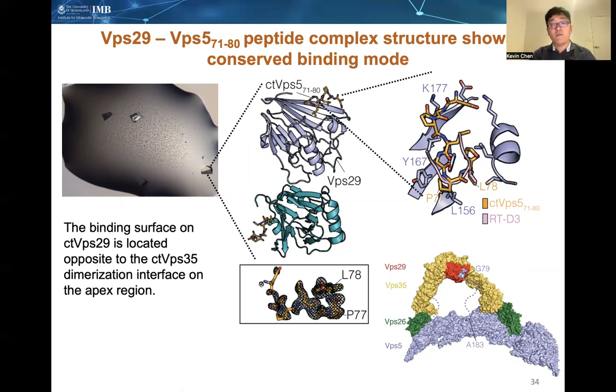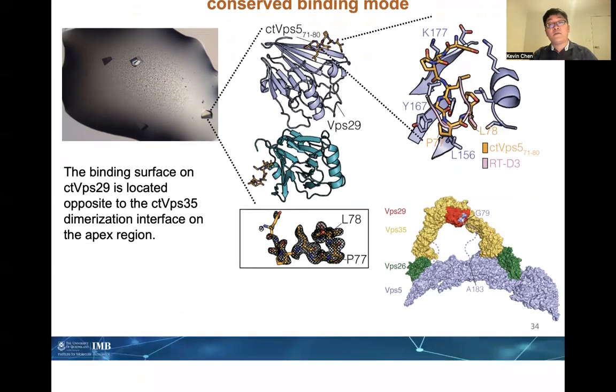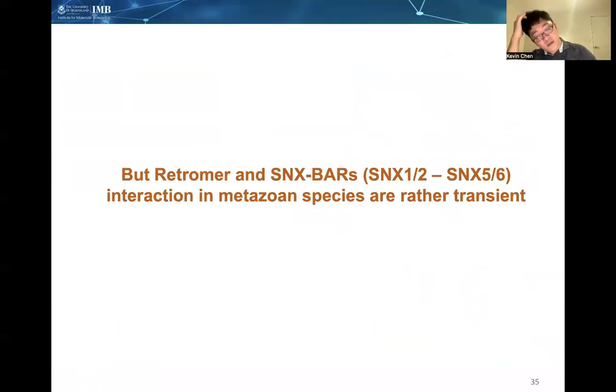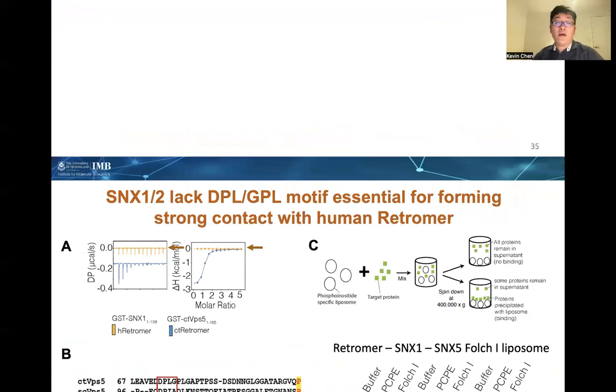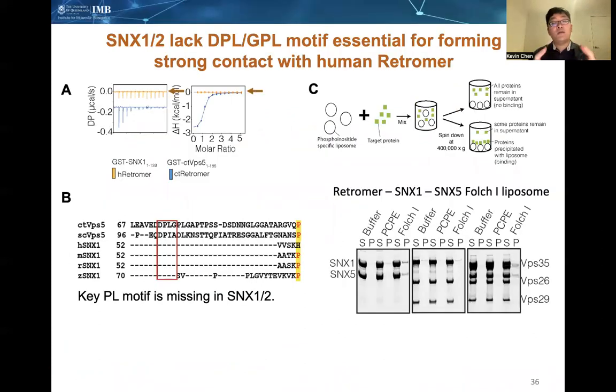Our data now makes sense with all the other data published in the past, particularly the cell biology data. But what we think is interesting is that the real challenge in the retromer field is the interaction between retromer and the SNX-BAR proteins. The orthologs of VPS5/17 in human or higher eukaryotes are SNX1, 2, 5, and 6. The interaction in metazoans or human is very transient, and there has always been argument about whether the two really interact. So it's very different from yeast, and we didn't know why until our recent finding. We think it is because the PL motif, which is highly conserved in yeast species, is completely missing in human or higher eukaryotes, as shown in the alignment here.